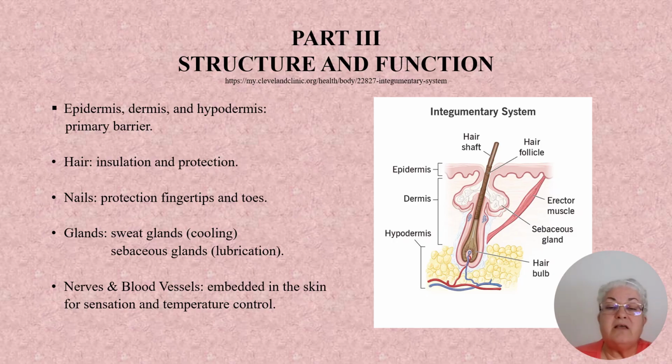Dear students, let's look at the diagram. The epidermis, dermis, and hypodermis are primary barriers. The hair helps insulate and protect. The nails give protection to the fingertips and toes. Glands like the sweat glands help us cool down. The sebaceous glands provide lubrication. Nerves and blood vessels embedded in the skin are useful for sensation and temperature control.